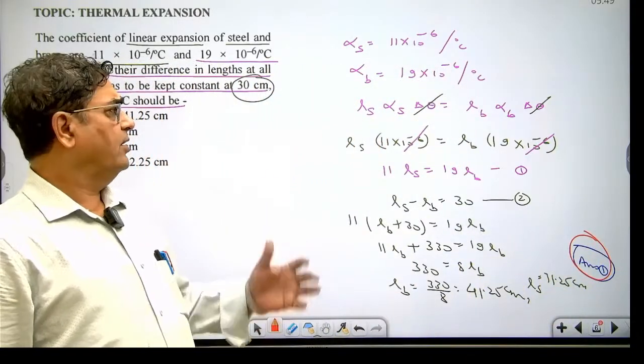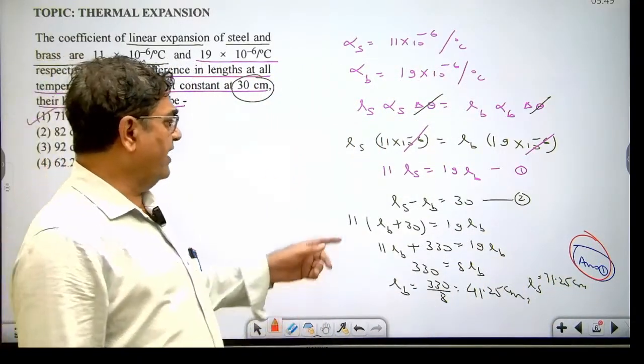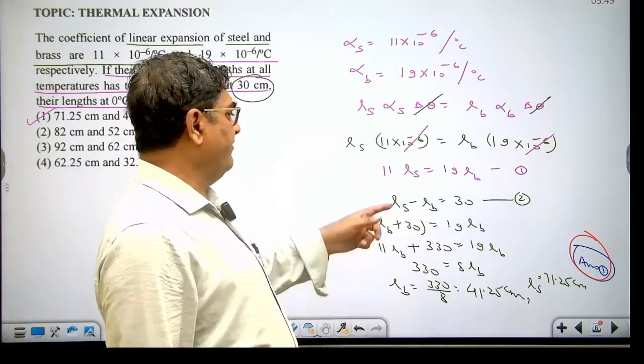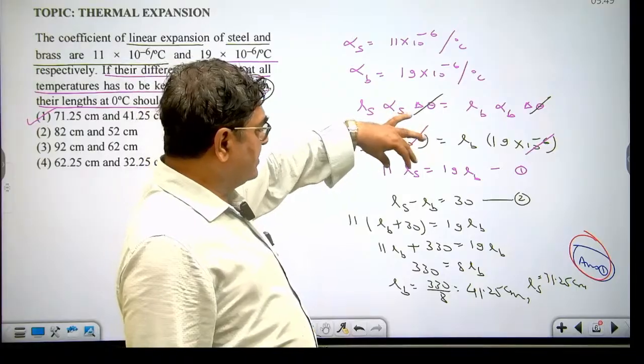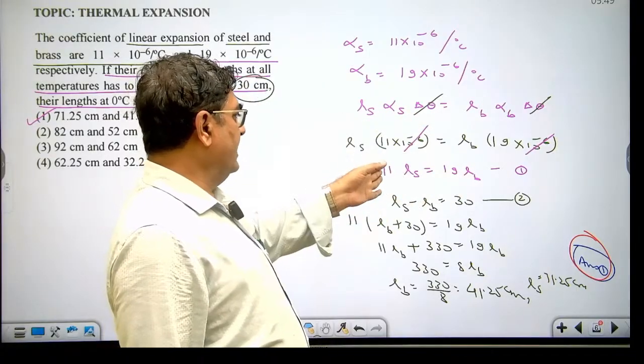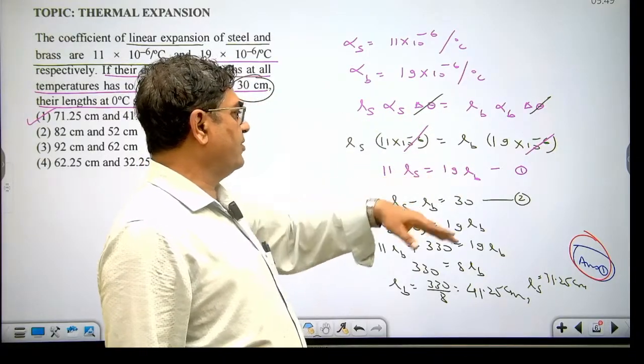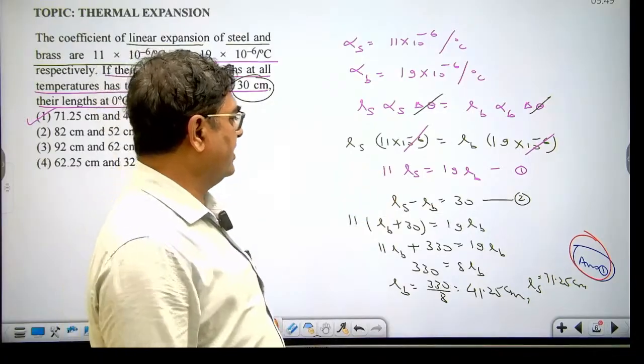So this question you should study very carefully. And why have we done LS minus LB equal to 30? Why have we not done LB minus LS equal to 30? Because LHS value should be equal to RHS value. This 11 is less than 19. So LS should be more than LB. Then only will the equation get balanced. Okay.